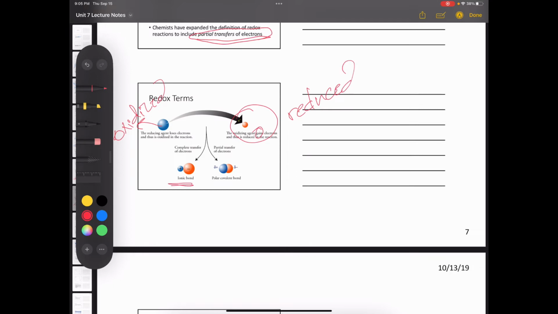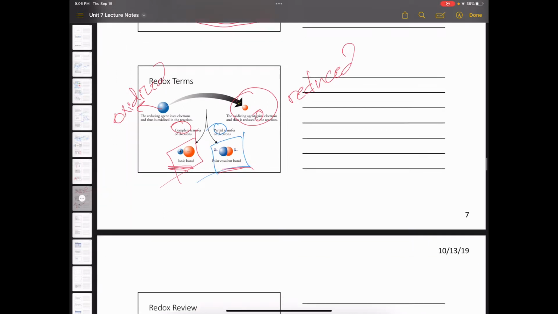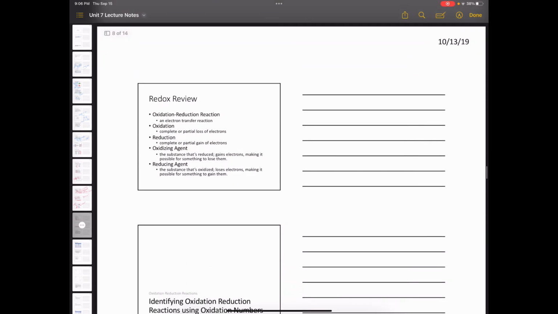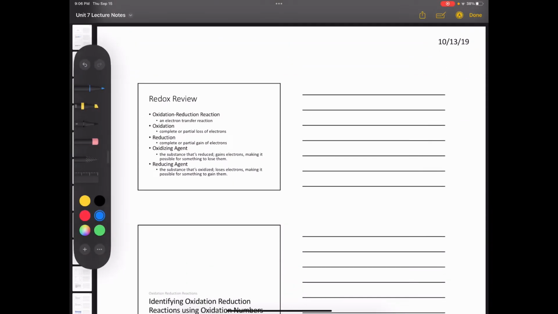It accepts two possibilities. Number one, either a complete transfer of electrons, and in this case we have ionic compounds, or we have a partial transfer of electrons. In this case, we have polar covalent bonds. So this basically summarizes everything that we have been talking about. Okay, so let's review everything that we've been discussing about redox reactions.